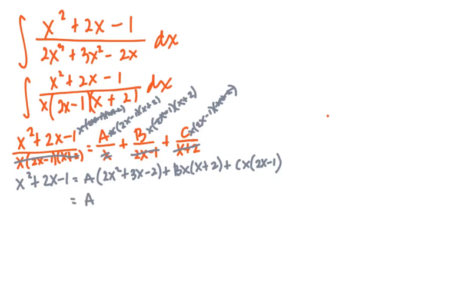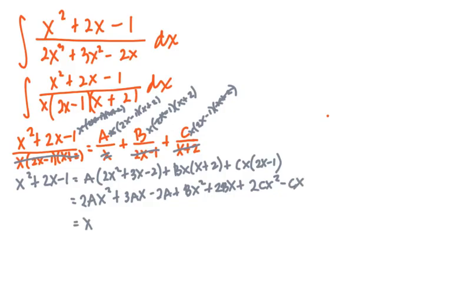So this means I'm going to distribute these. We have 2ax squared plus 3ax minus 2a plus bx squared plus 2bx. Don't leave that x off. That could be disastrous. Plus 2cx squared minus cx. So let's factor out an x.